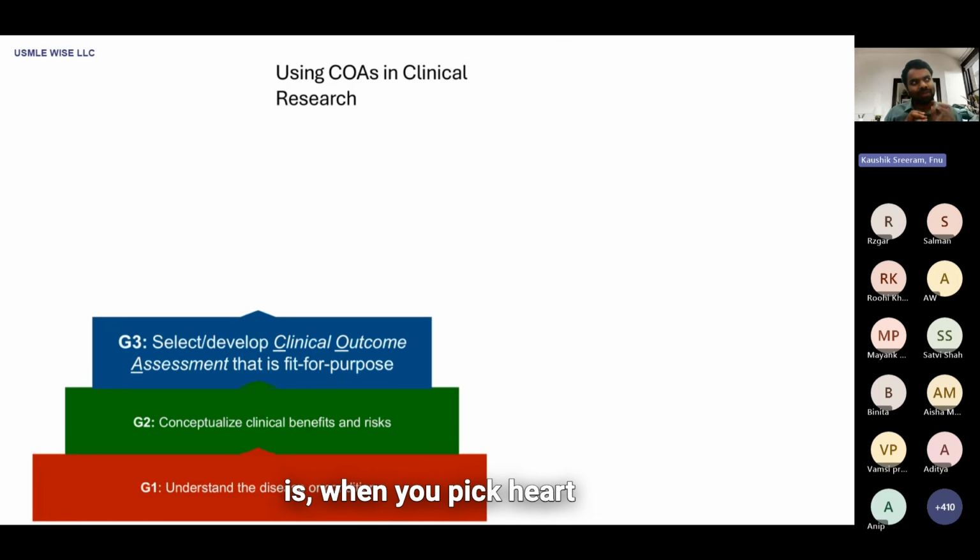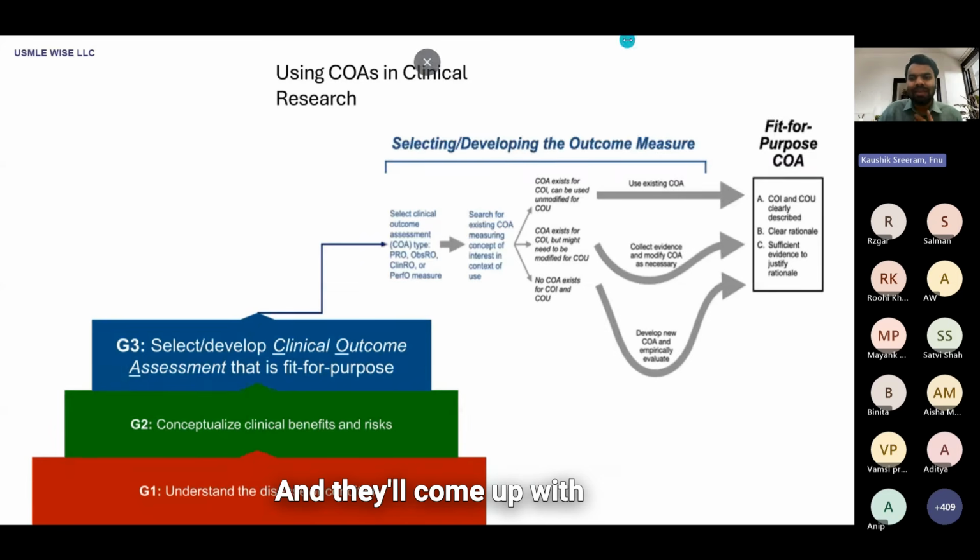So what they're saying is, when you pick heart failure as an outcome assessment tool, you should understand, is it fit for purpose? What was fit for purpose? We saw in the example of epilepsy, right? We noticed, don't ask the patient about absent seizures. Makes no sense. So that is what fit for purpose means. And they've come up with very nice guidelines. So select one of the outcome measures. We saw four, you pick one. And then you don't come up with your own questions, right?